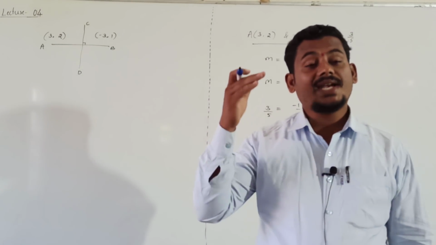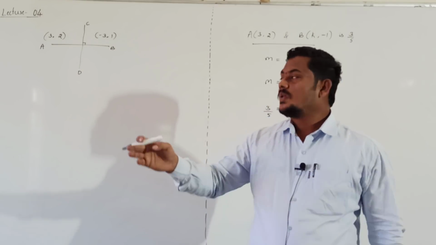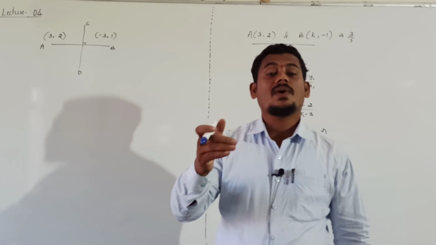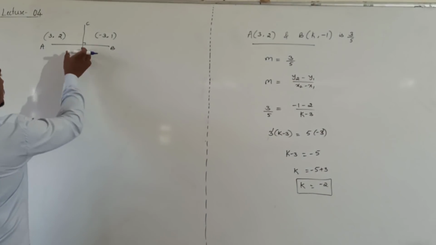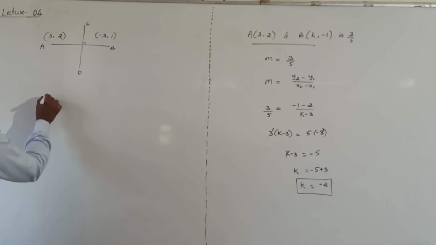Why? Because we must find the slope of a line which is perpendicular to the line joining 3, 2 and minus 3, 1. This means our required line is perpendicular to the given line. This is the given condition. Our required line is line CD. First tell me, what is the slope of AB?